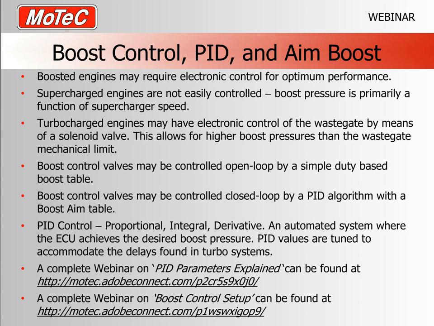Now PID tuning is quite a complicated topic, and the values are tuned to allow for, for example, the delays in turbo systems and for variations in boost wastegate and so forth. So what you're doing is tuning the PID system to accommodate the mechanical variations in the engine, if you like. Now these are both very complicated topics, and there are in fact two webinars that you may find useful. One of them is on PID parameters and the other one is on boost control setup.